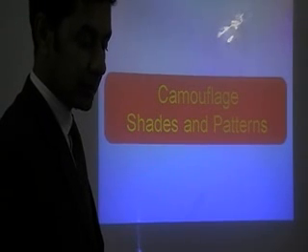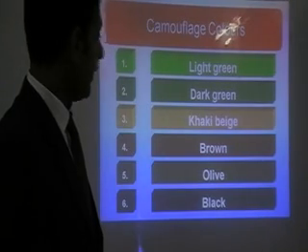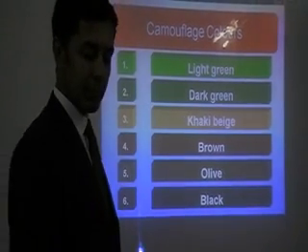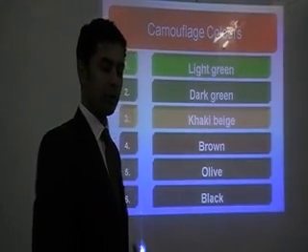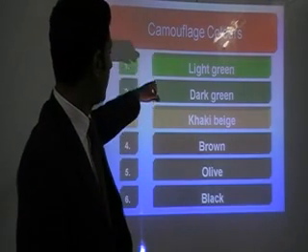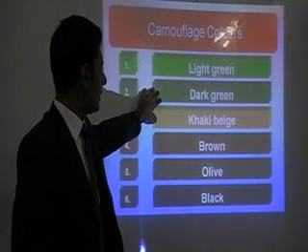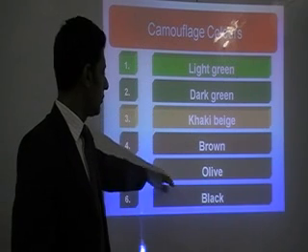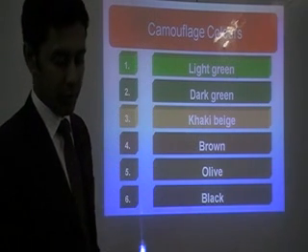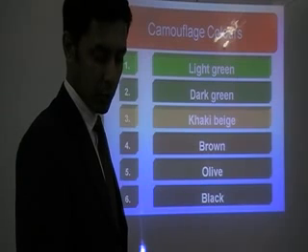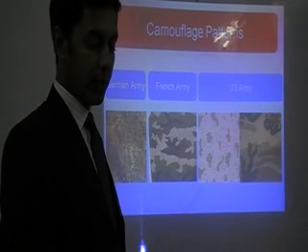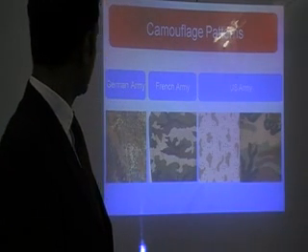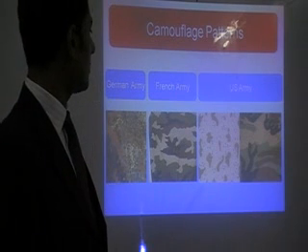So, camouflage shades and patterns. This is basically a list of the colors which you can use for camouflage printing or camouflage patterns. This includes light green, dark green, khaki beige, brown, olive and black. The combination of these colors makes most of the camouflage patterns. These are different patterns used by different armies. The left one is for the German army, French and United States.